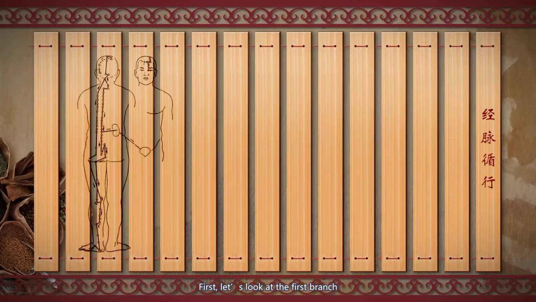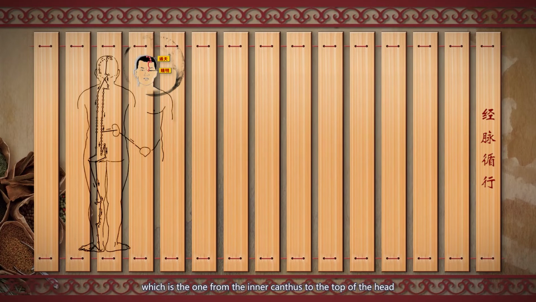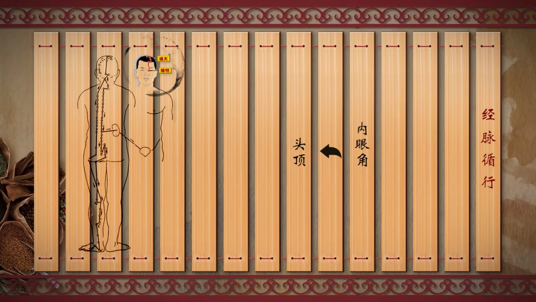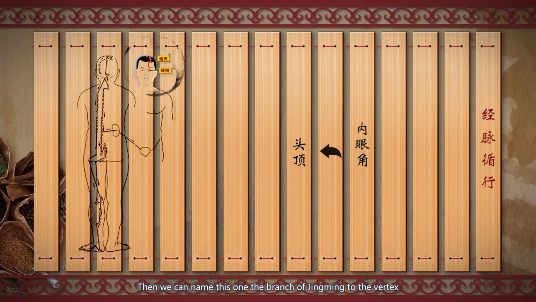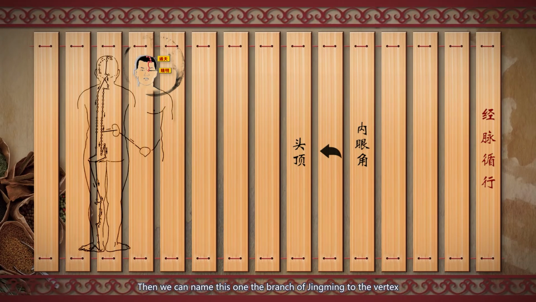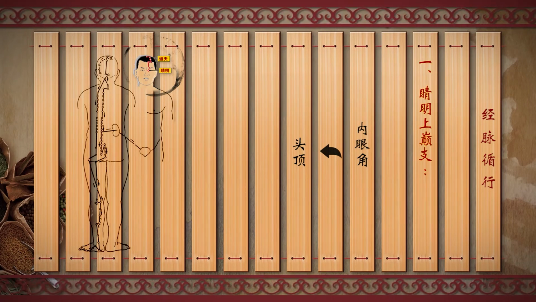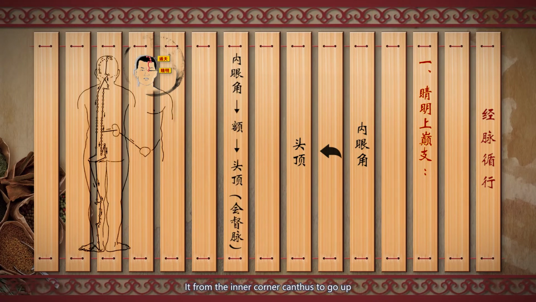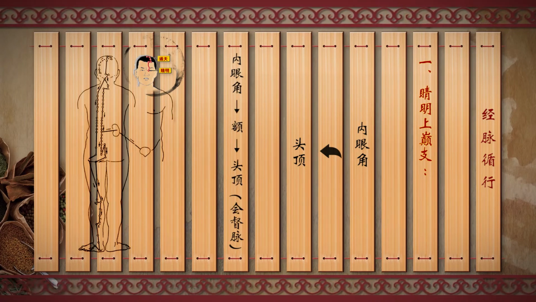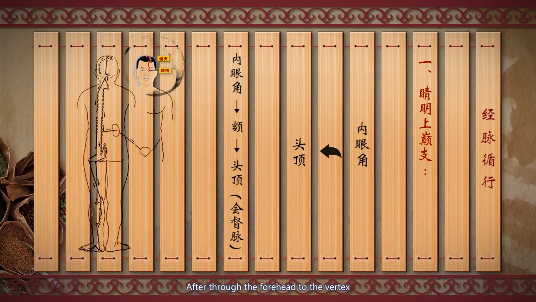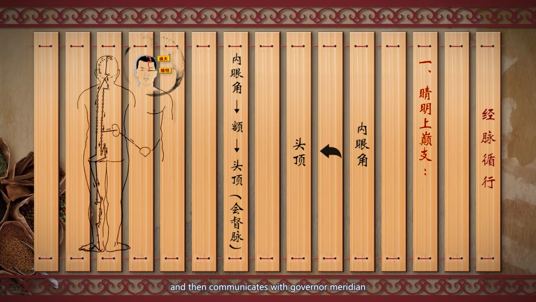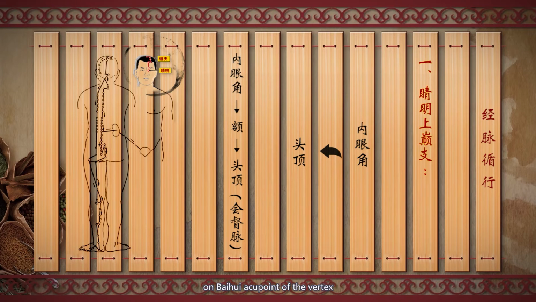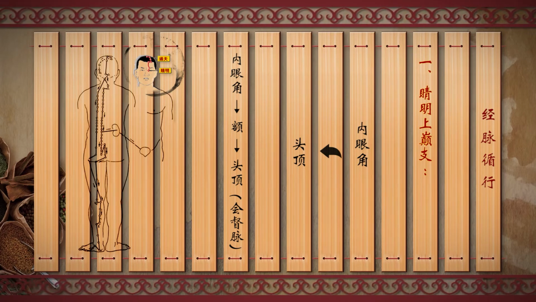First, let's look at the first branch, which is the one from the inner canthus to the top of the head. We can name this one the branch of Jingming to the vertex. It goes up from the inner canthus, through the forehead to the vertex, and then communicates with the governor vessel at the Baihui acupoint of the vertex.